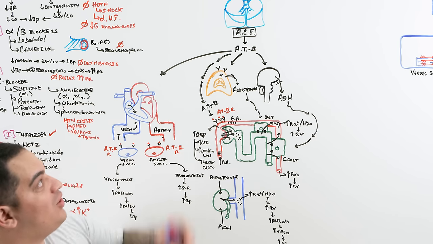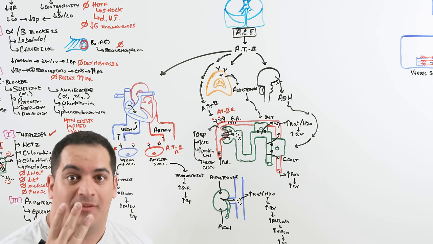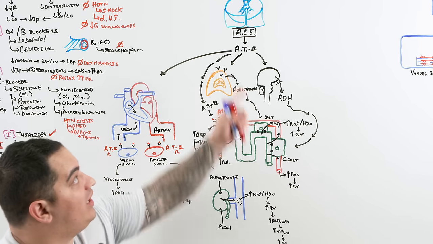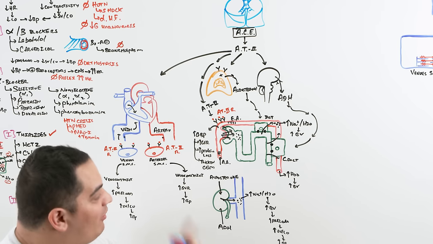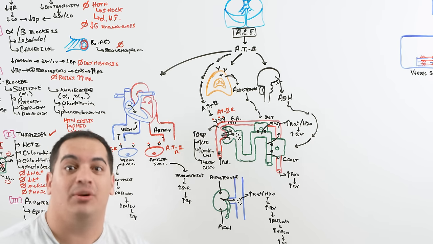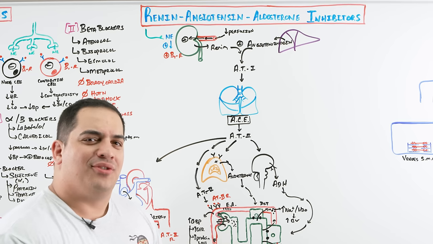Let's talk about the drug categories, because there are three of them that I want to go through. The first one is going to start here at the ACE, then we'll come down here and talk about the angiotensin II receptors, and then we'll finish off with aldosterone antagonists, briefly recapping because we already talked about it. All right, so the first category of drugs.